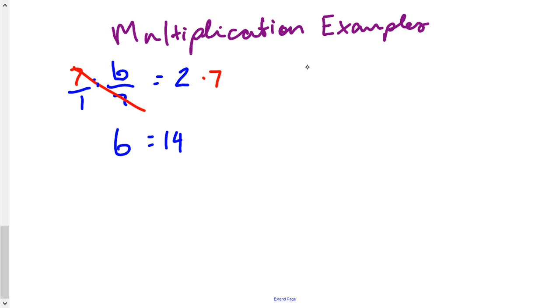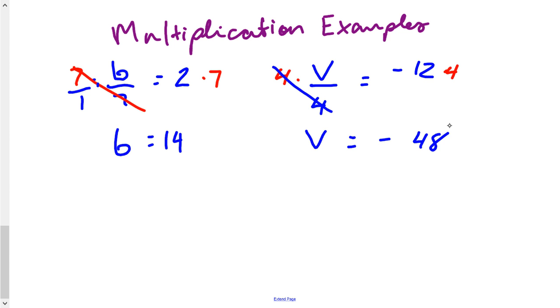Let's do another one. So v over 4 is equal to negative 12. Multiply by 4 to both sides. This crosses out. v is equal to negative 48. And these are all one-step equations. So I'm going to pause it here. This will be one-step equations, and I'll make another video for two-step equations.